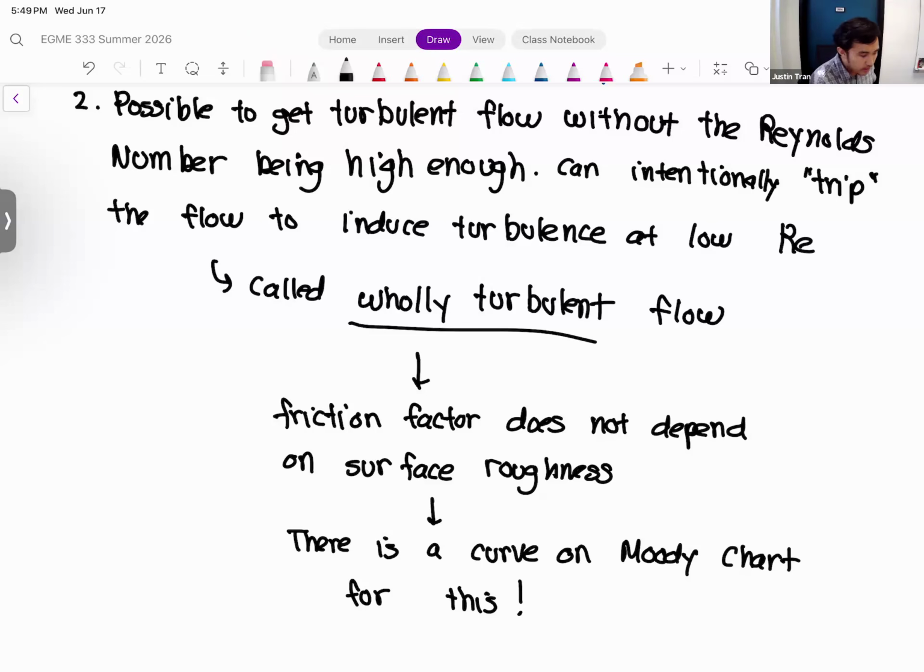Okay, any questions on any of this? All right, that's all the time we have for today. Tomorrow we are going to take our midterm first thing, and then after the midterm, we will talk about minor losses.